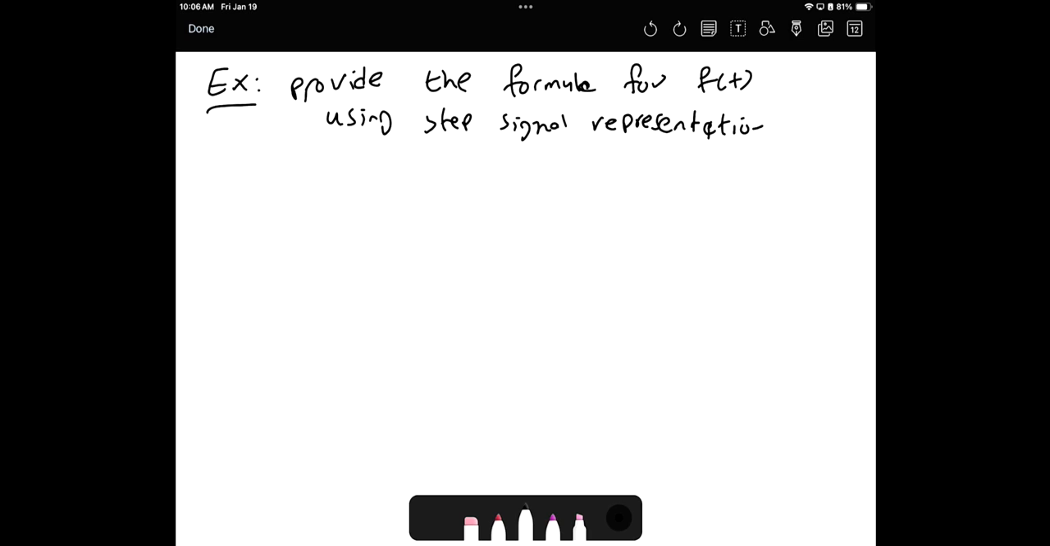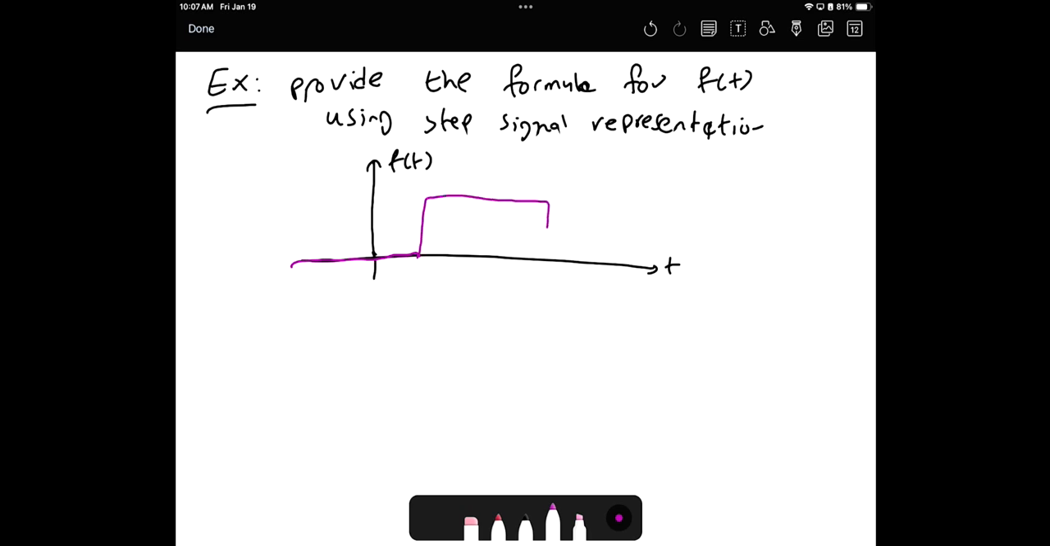Basically, I'm going to assume the plot is given. Here is t, this is f of t. Then f of t is given as shown here, like this way, such that this is 1, this is 4, and this equals 2. Okay, now the plot is given.